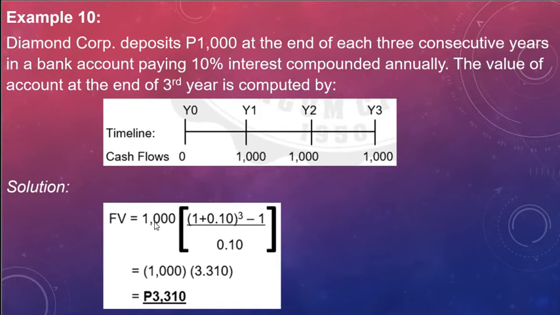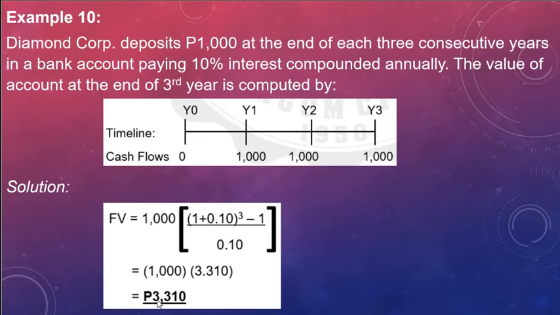Okay? So, ano yung solution natin? How do we compute? We have here 1,000, yung annuity mo, yung uniform payments mo, times 1 plus 0.10, yung 10% interest, raised to the power of n. That's 3, kasi 3 years man daw, minus 1, that is constant. So, i-divide natin by 0.10, or your interest rate. So, the future value factor is 3.310. So, yung 1,000 na dineposit mo every year for 3 years, magiging 3,310 pesos at the end of the third year.